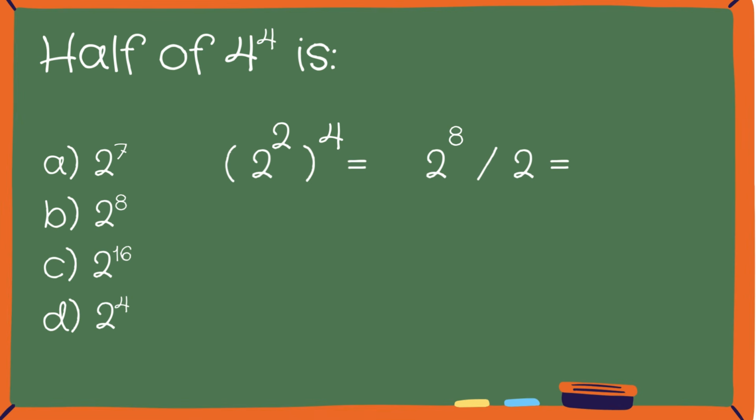But when I have the division with the same base, the exponents are subtracted. Here I have an exponent 8, and here I have the exponent 1, which is understood. So that will be 2 raised to the power 8 minus 1, which is 7. That is why the answer will be 2 raised to the 7th power. Answer, the letter A. Was it very easy?